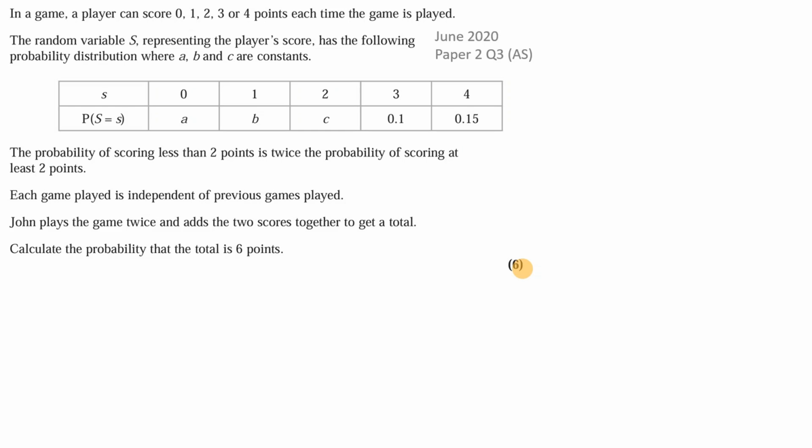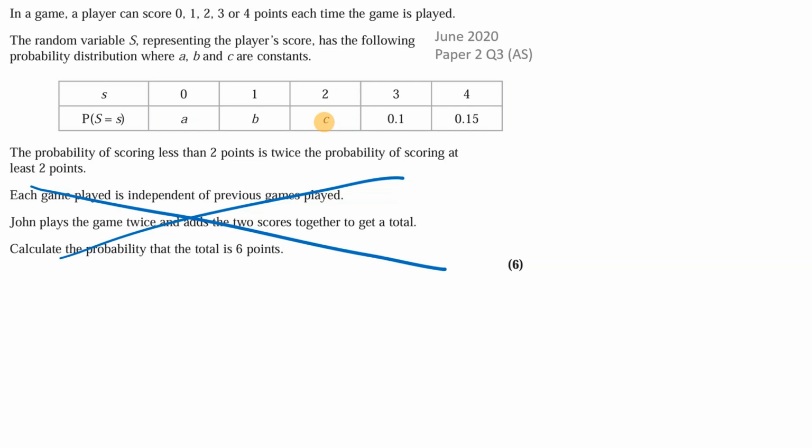Okay, so this is worth a lot of marks. It's quite a long question, so let's just break it down slowly. I'm going to ignore this part at the end, we're going to come to this later. Let's focus on the probability distribution first. In a game a player can score between 0 and 4 points, so 0, 1, 2, 3, or 4, and these are the probabilities here, with a, b, and c being some of the probabilities.